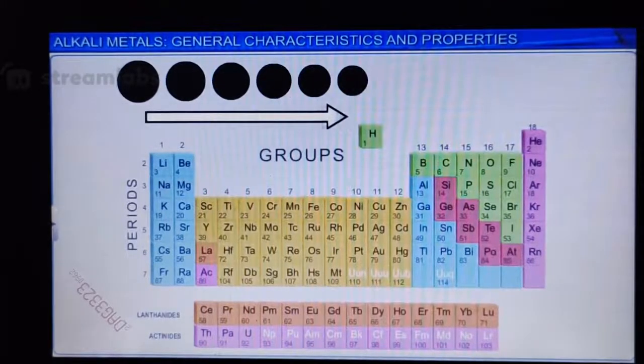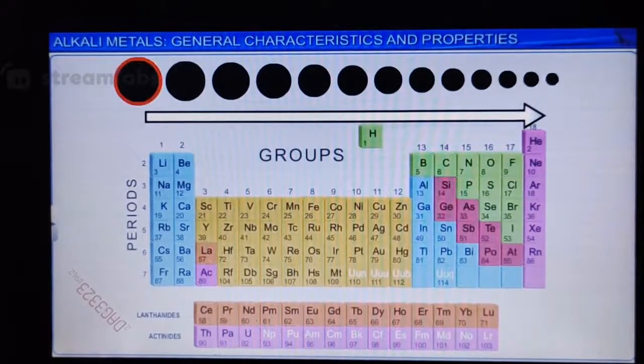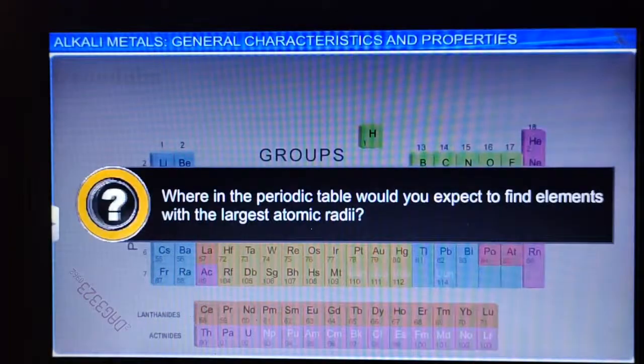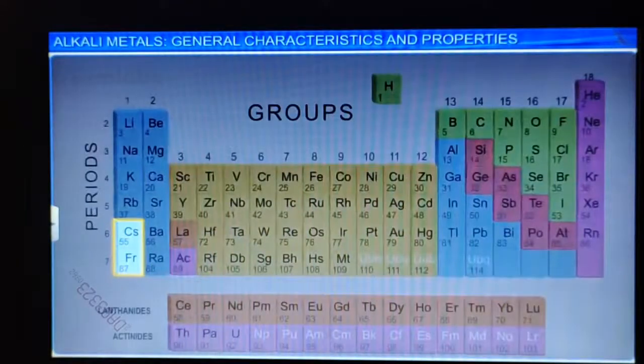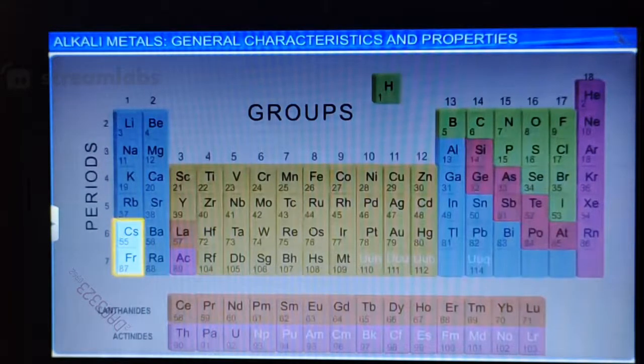But if I talk about across the period, the atomic size decreases. That is why alkali metals are the biggest atoms across the period, and down the group obviously नीचे वाला atoms बड़ा होता है. That way. Largest atomic radii कहाँ देखने को मिलेगा? Obviously cesium, francium, because down the group this increases. तो सबसे ज़्यादा किसका होगा? Obviously इसका होगा.